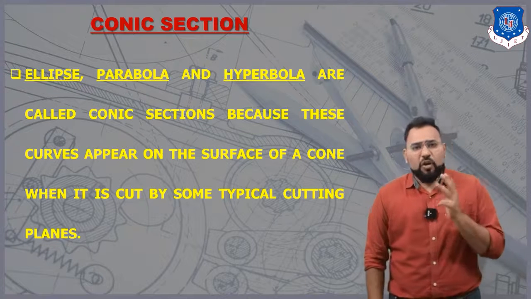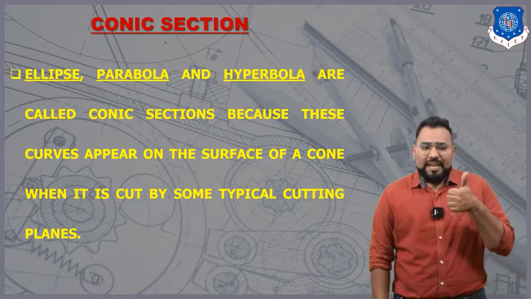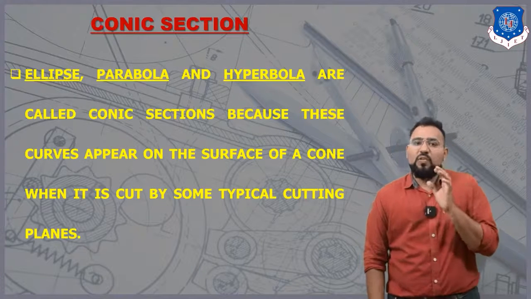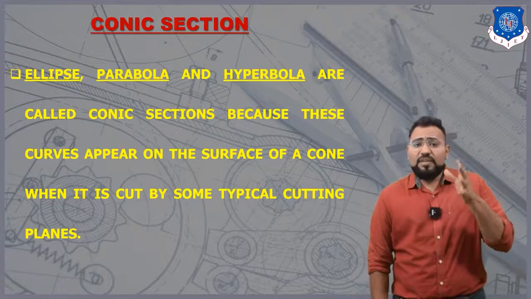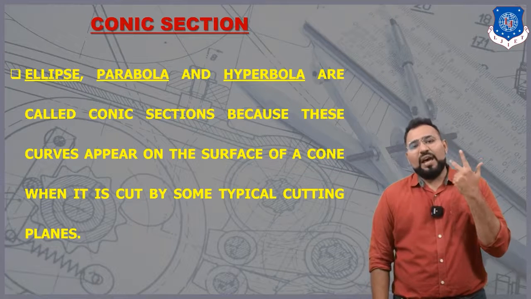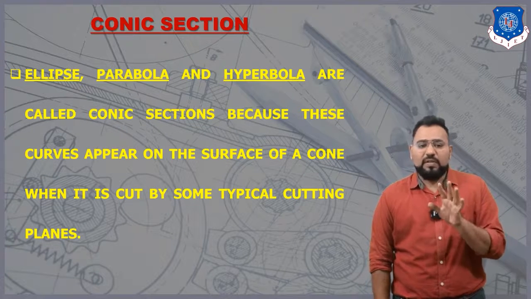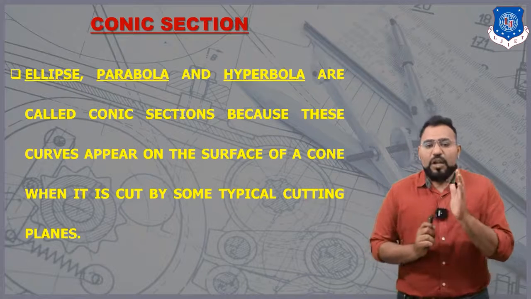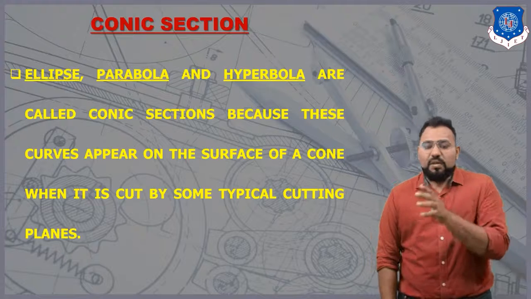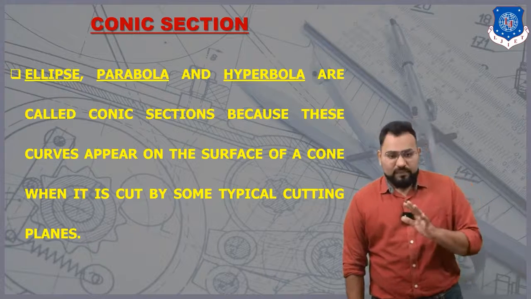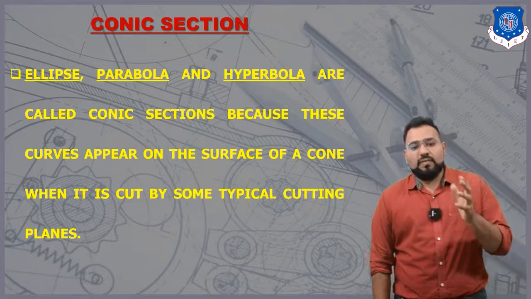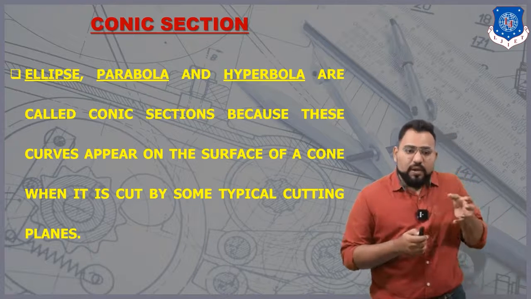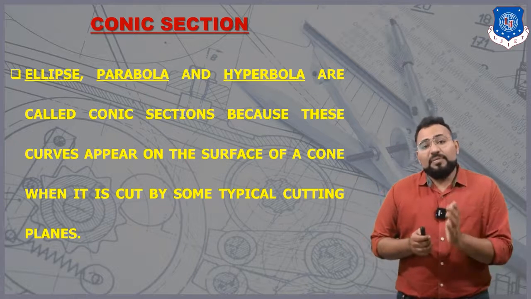Here he's talking about three important things: ellipse, parabola and hyperbola are called conic sections. So when you say conic section, that means you are talking about ellipse, parabola and hyperbola. Why are these conic sections? That we will see later in this video. Because these curves appear on the surface of a cone. You can see these shapes appear on the surface of a cone. That means all these shapes derive from the cone when it is cut by some typical cutting plane.